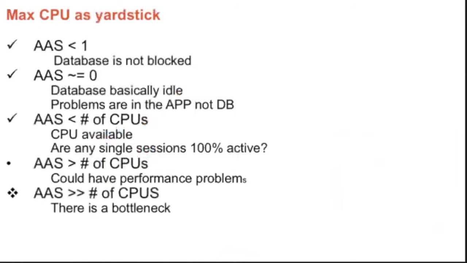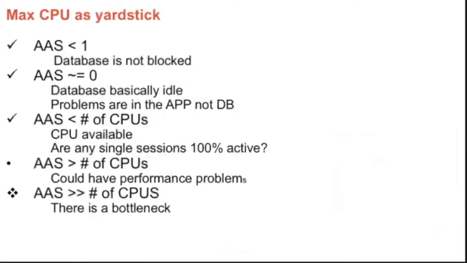On the next point, number 3, when AS is less than the number of CPUs, we know we have CPU available on the box. Now, I'm talking about Amazon. In the case of Amazon, you're the only thing on the box. In RDS, you have one database on your machine, so there's no one else. You don't have access to the OS.